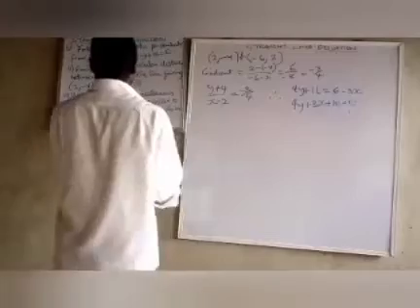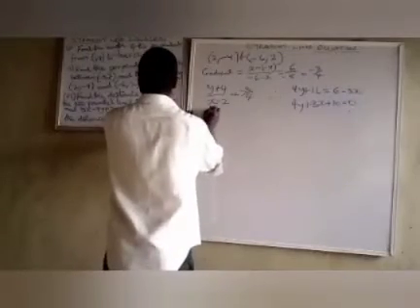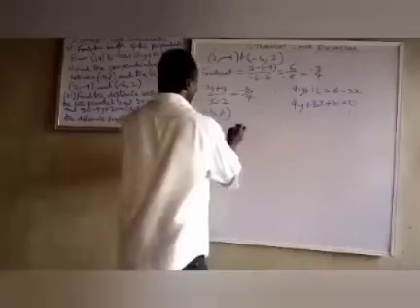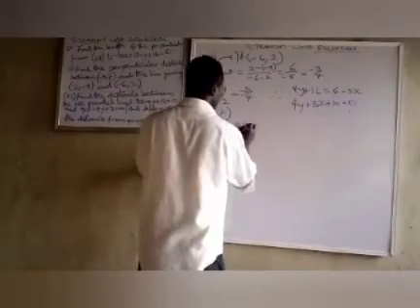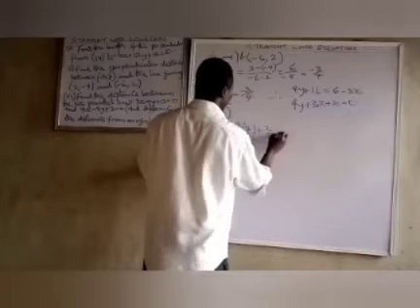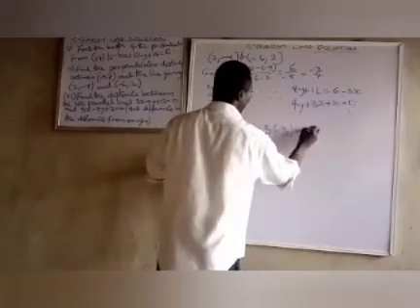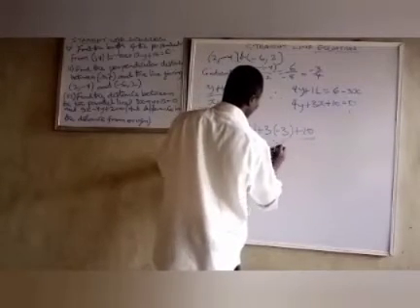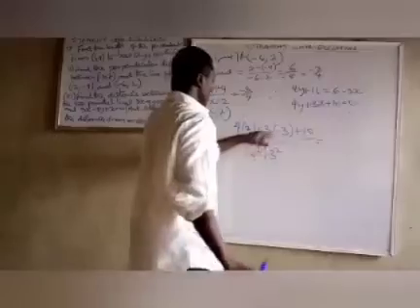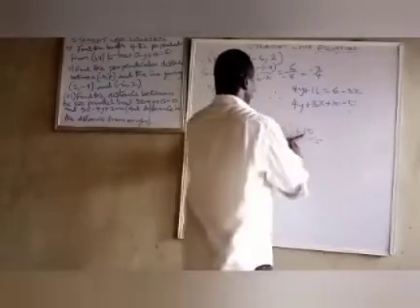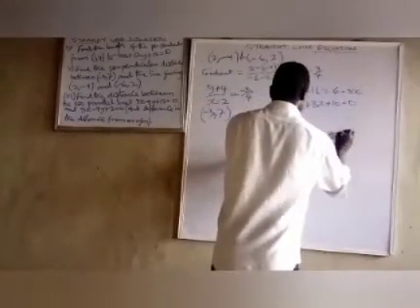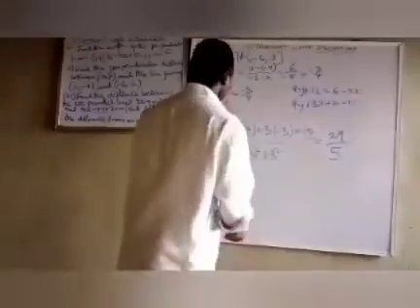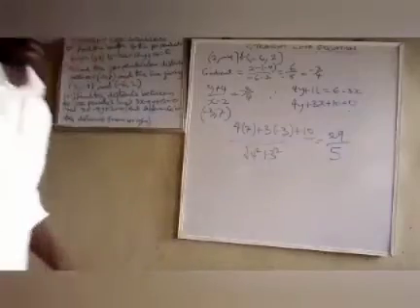So the point is (-3, 7). The distance from (-3, 7) will be gotten as follows: 4 into 7 plus 3 into -3 plus 10 over the root of 4 squared plus 3 squared. That is 28 plus 10, which is 38, minus 9, giving 29 over 5. That's the distance from this point to the line.